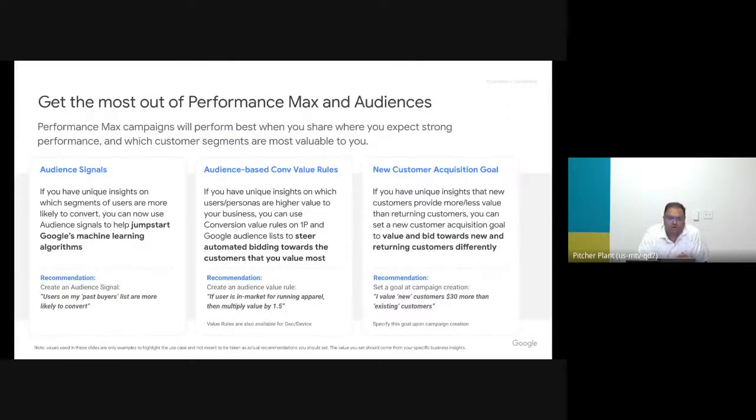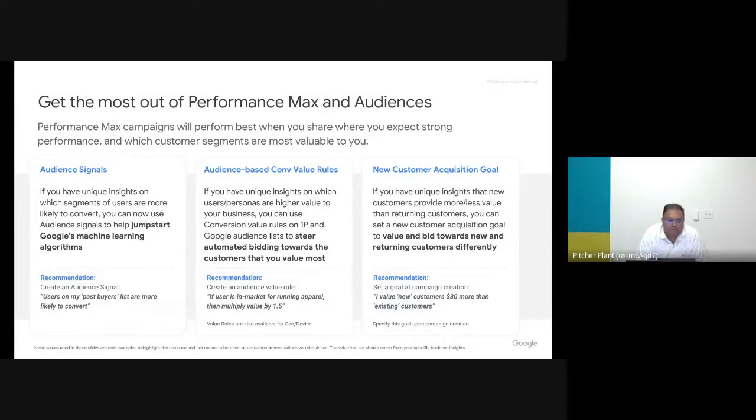Now, in addition to audience signals, you can also utilize audience-based conversion value rules. You don't need to be utilizing value-based bidding. You can use either max conversion value or target ROAS, but you can still use this feature if you're on target CPA or max conversions. More importantly, it allows the machine to be steered towards those customers that you value the most based on your audience list. For example, if you know that a certain audience is worth more to you, you can add a conversion value rule to multiply that value by 1.5 for that particular audience group.